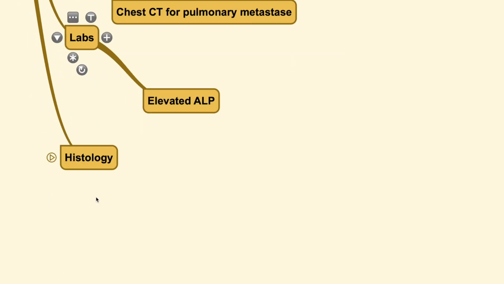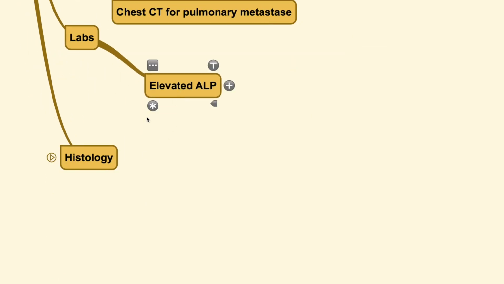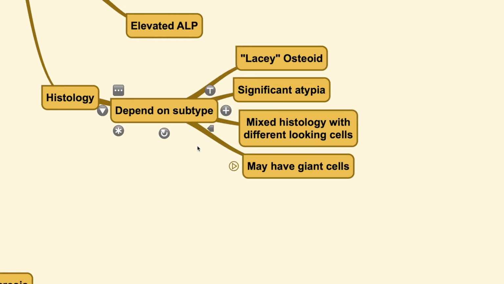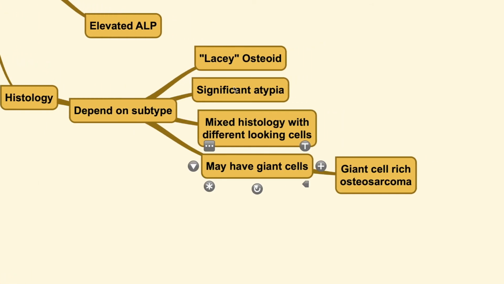And for the labs, usually you could see an elevated ALP, although other lab measures can also be done, such as LDH. And then histology. Usually the histology depends on the subtypes. Some has lacy osteoid, some has significant atypia, but you need to know that the basic findings of all malignant tumor are the same. Usually they have different shapes of cell nuclei, or we call it atypia of the nuclei. And also there shall be different ratio or amount of cytoplasm that goes around them.